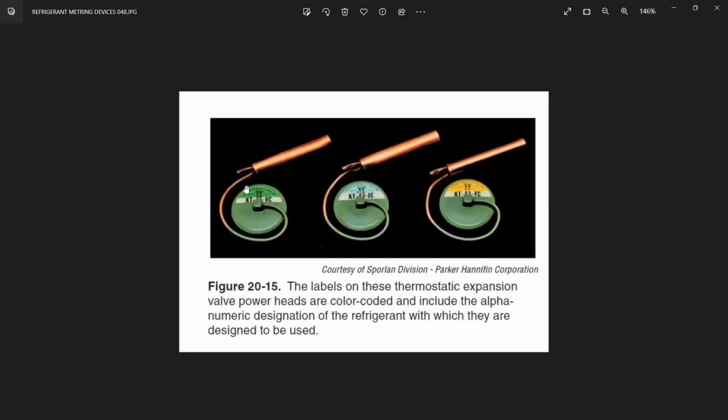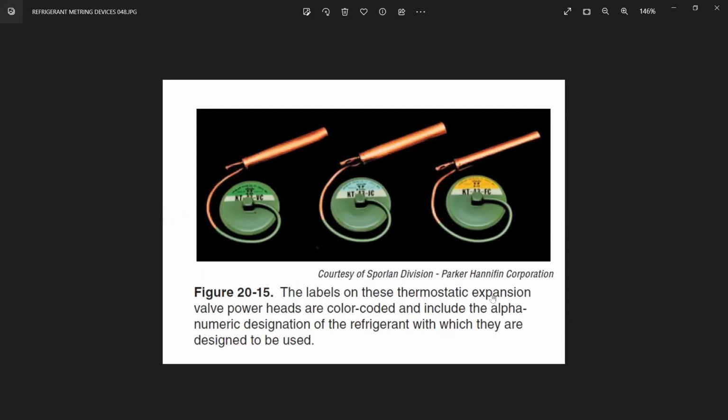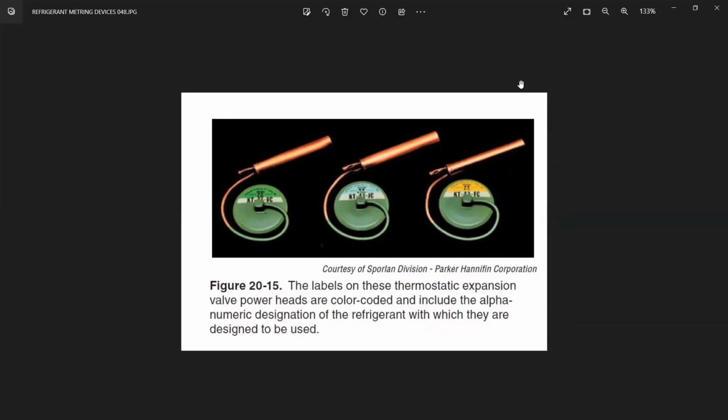This is the idea. You see different 3 TXVs. The labels on the TXVs have power heads. Okay, like this is a power head, which are color coded, which include the alphanumeric designation of the refrigerant in which they are designed to use. जैसा इसमें लिखा हुआ है. जैसे ये R12, R22 and R120 or 23A ये लिखा होगा. ठीक है. Let me just get the brief of this. Just give me a second.